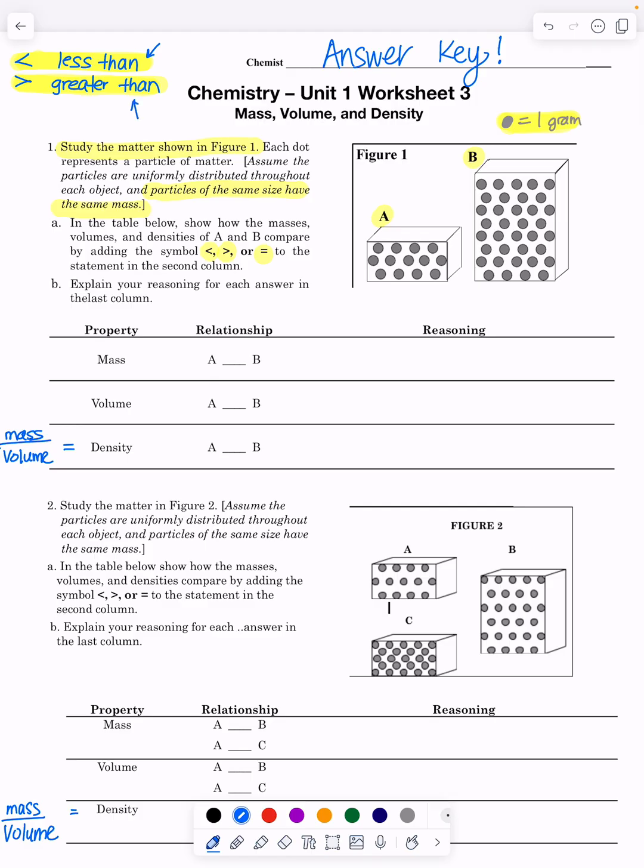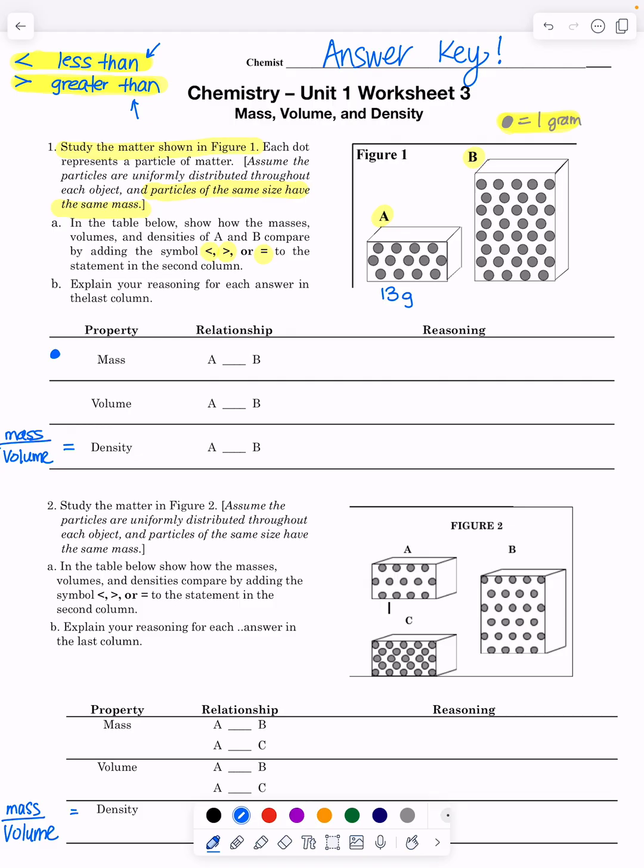It says property, mass. For us, mass has to do with the circles. We have to think about A versus B. Well, let's count. If a gray circle represents a gram, it looks like this first box, A, has 13 circles, so it's about 13 grams. And you could count that. There's like 5 in the middle, and then 4 on top and bottom, 5 plus 4 plus 4. You got 13 right there.